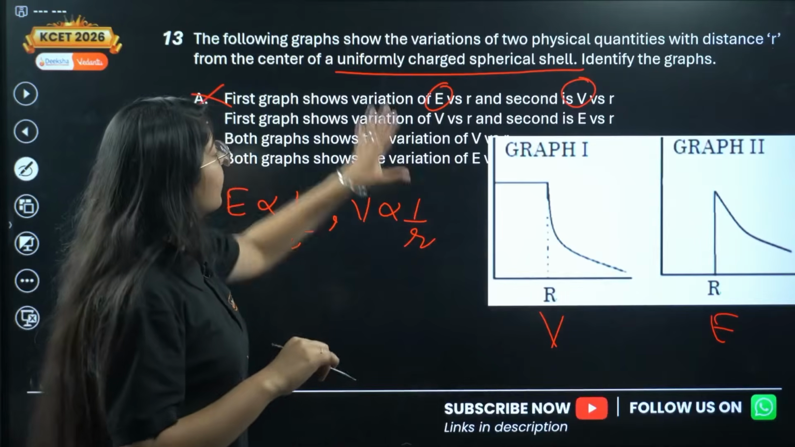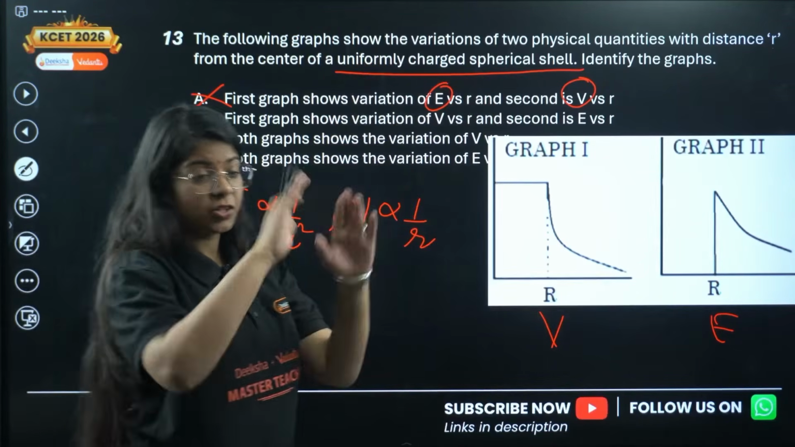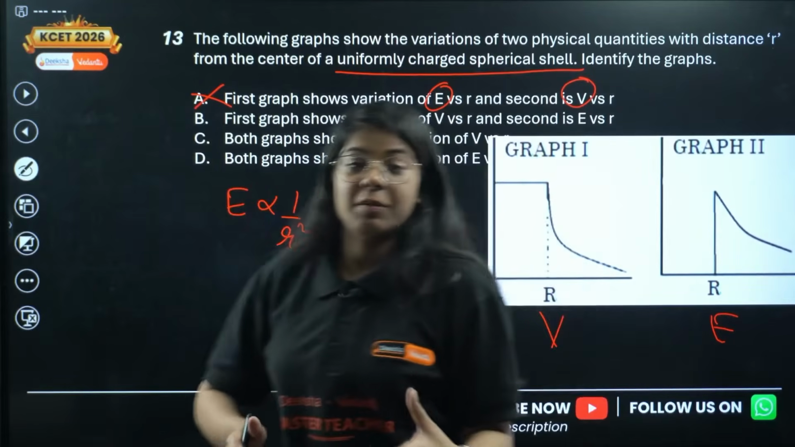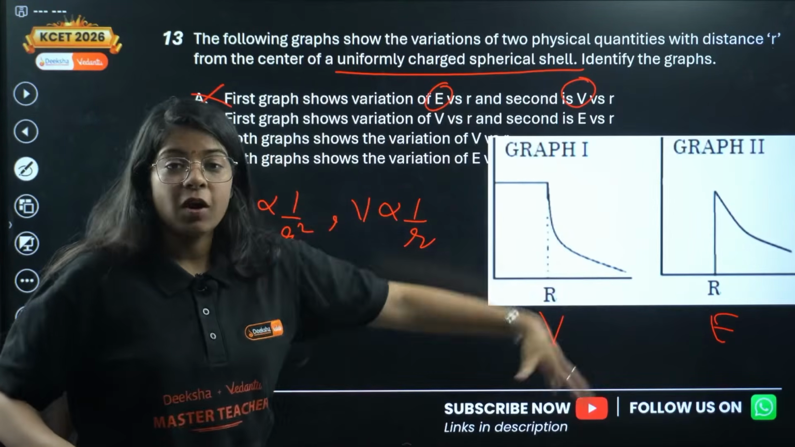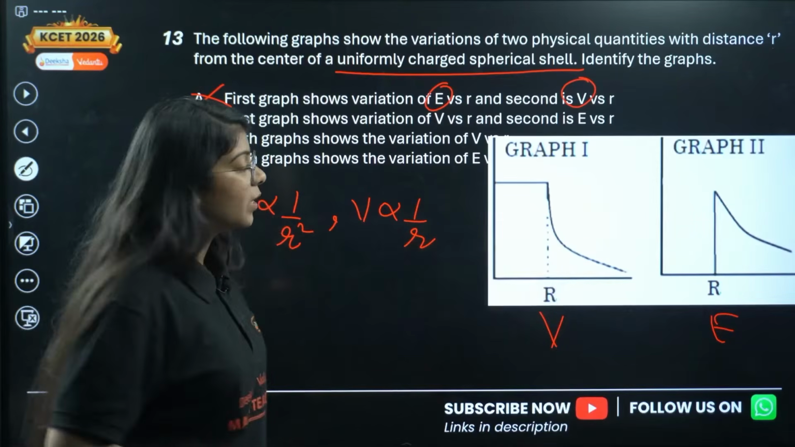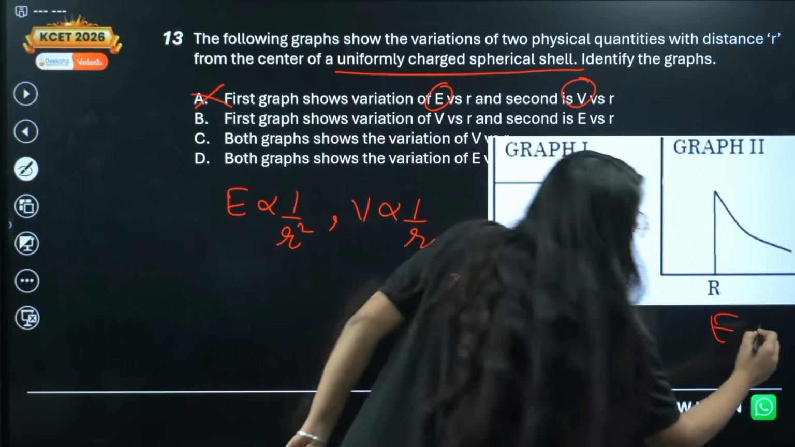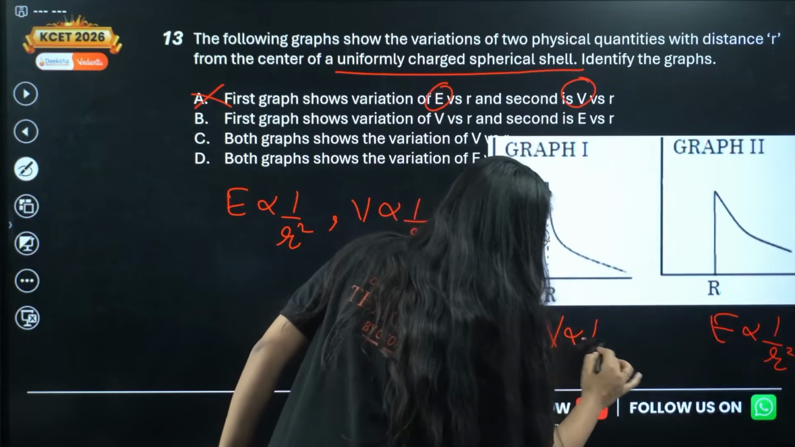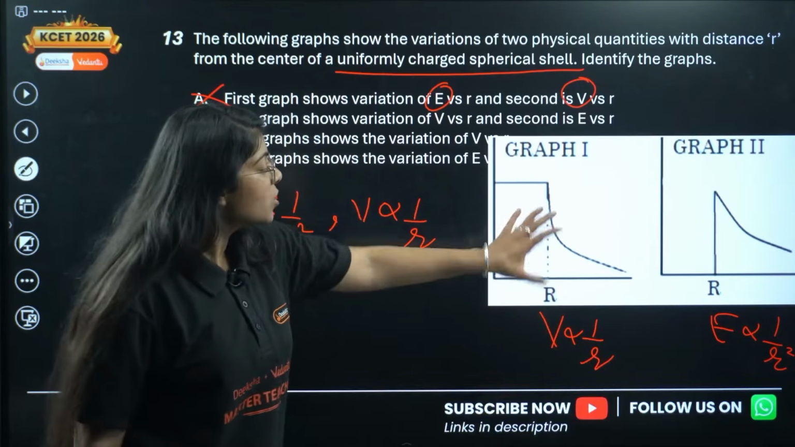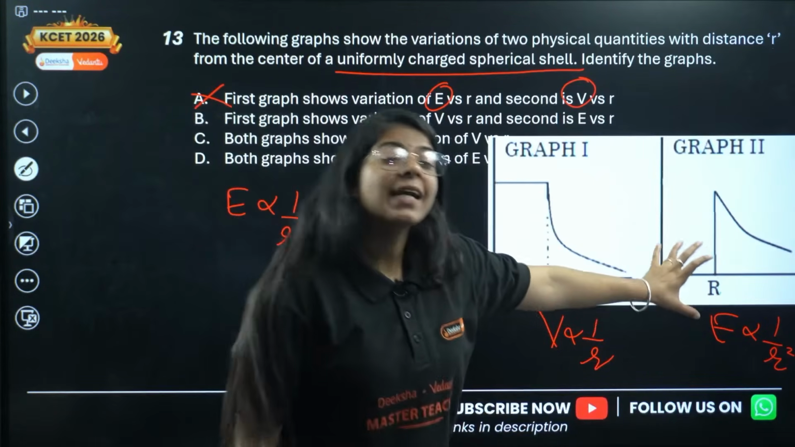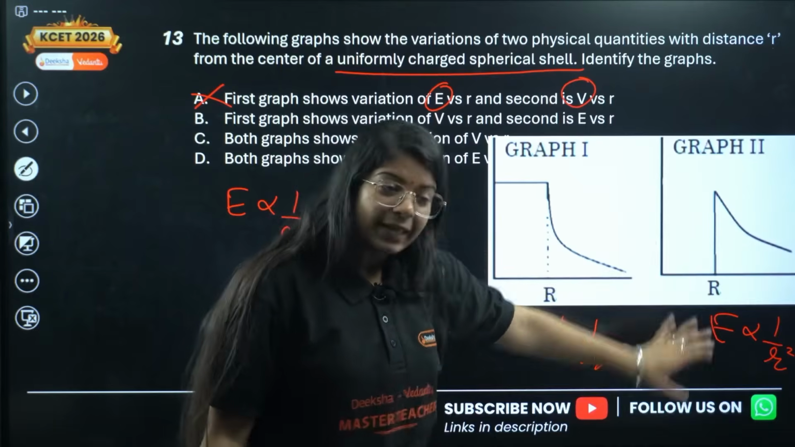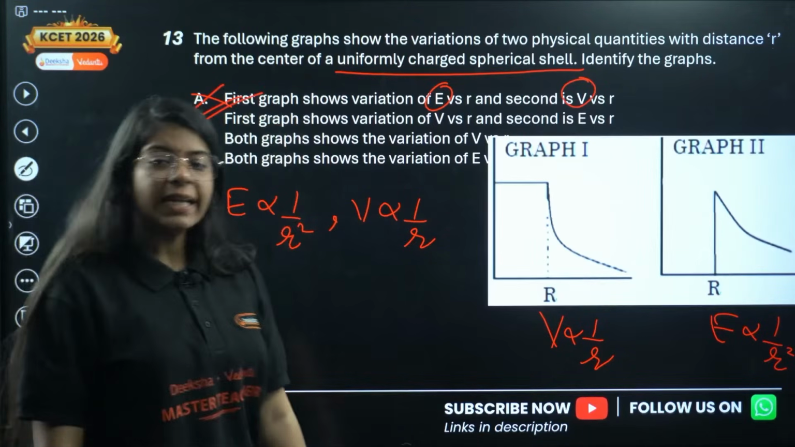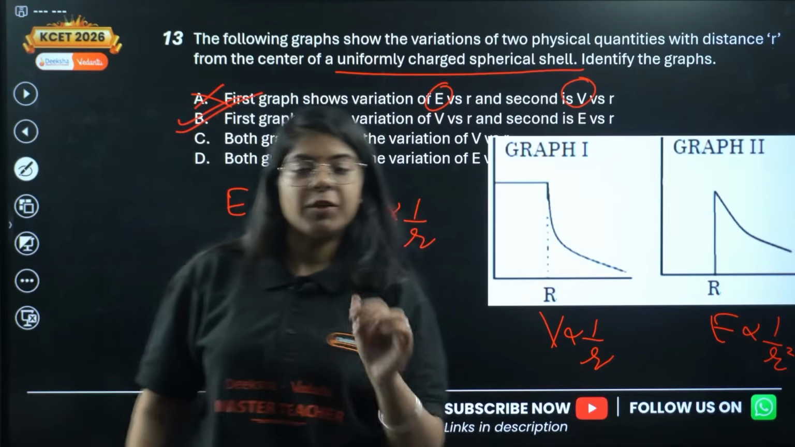If in a uniformly charged spherical shell all the charge resides on the surface, then inside, the electric field will be 0. From the surface and outside points, it will decrease as 1 by r square, and potential will vary as 1 by r. So, this will be my potential, this will be my electric field. So, B will be the correct option. Any doubt? If you have any doubt, let me know in the comment section.